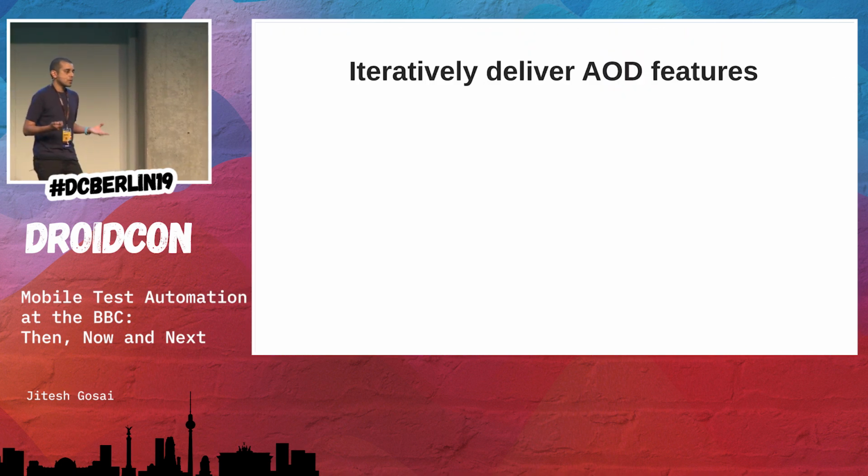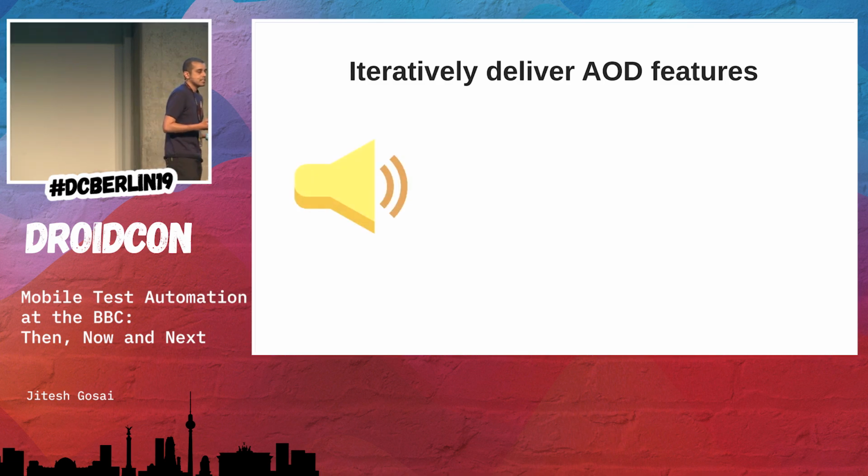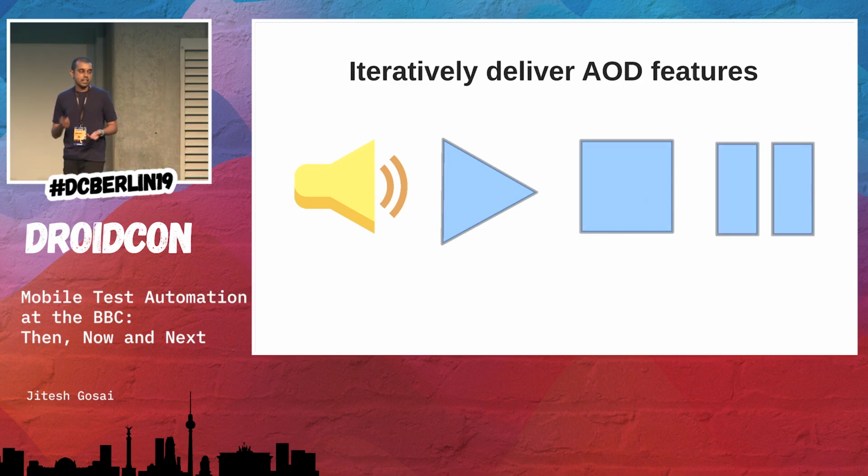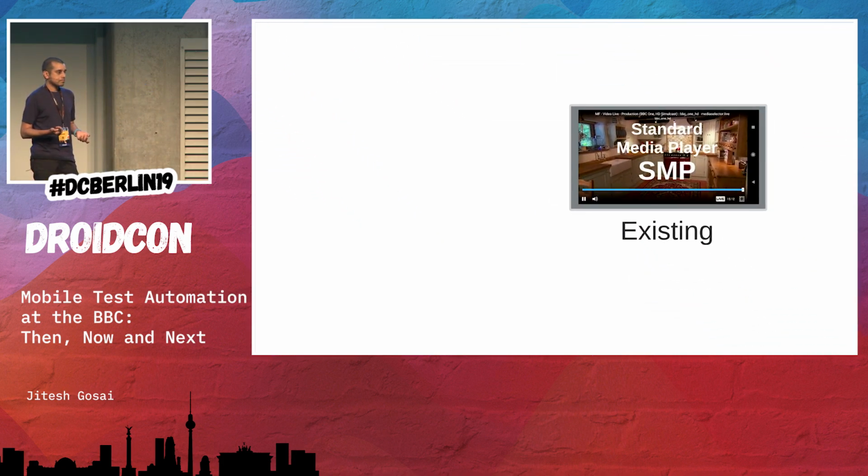So we know the mobile player has two core pieces of functionality. You've got the audio on demand and video on demand. And these seem like two prime areas to pull out and modularize and apply this architecture and way of testing to.